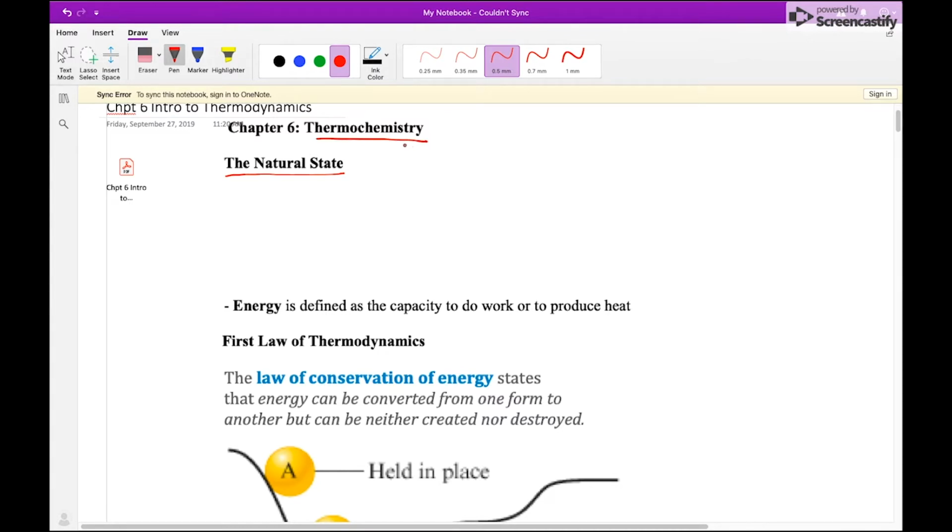Thermochemistry is a pretty awesome topic, I believe. It's a pretty awesome topic. Really cool. So, but there's a natural state. What is a natural state?